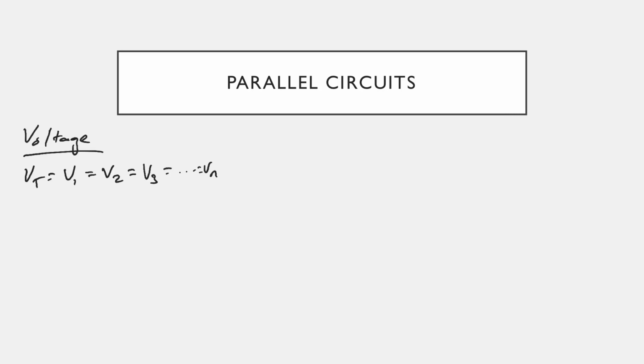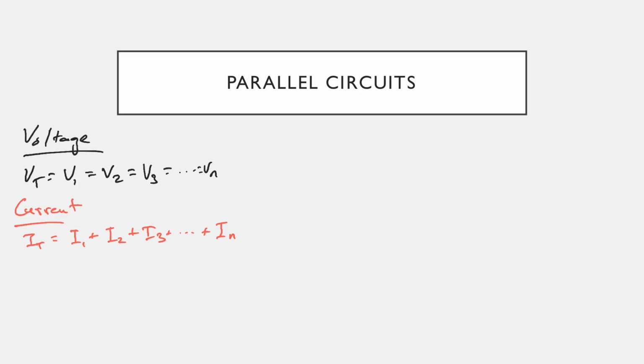Current is going to have switched places here with the voltage. So in this case, for a parallel circuit, the total current is equal to the current at the first juncture plus the second plus the third plus however many you have.